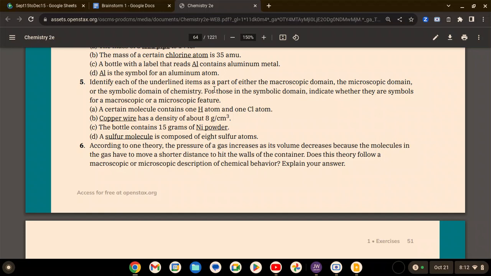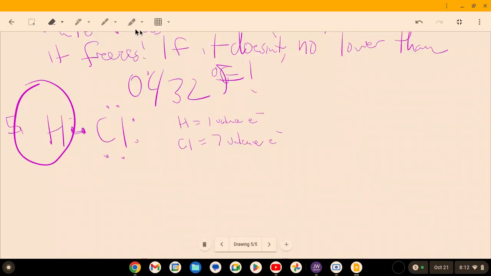Oh, never mind. Looking at the next one, copper wire is underlined. Okay, so it's microscopic domain, or sorry, symbolic domain, and for the symbols. Okay, sorry, I'm so sorry, I misread that. Okay, let's go through that. So hydrogen is symbolic, but belongs to microscopic, or represents.